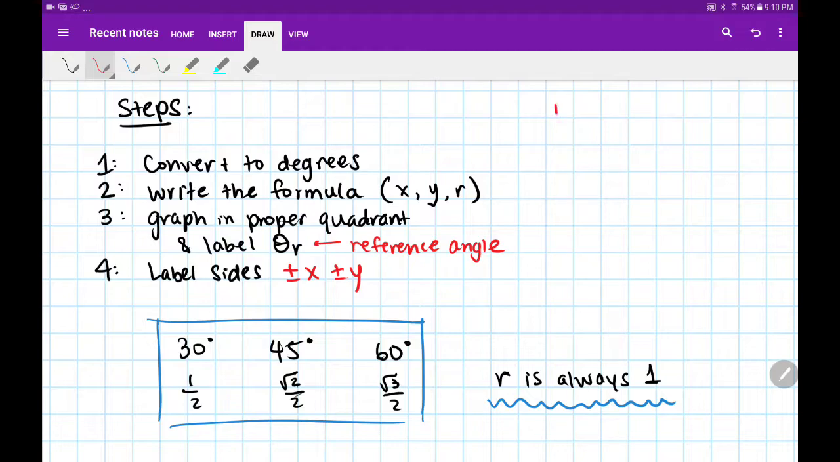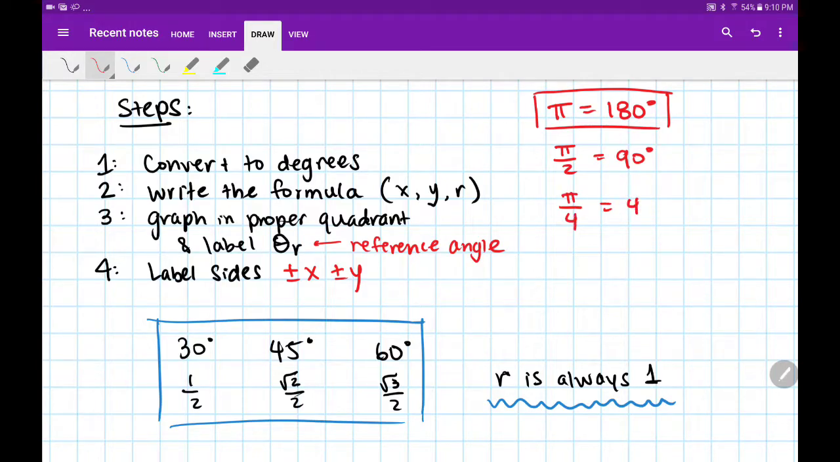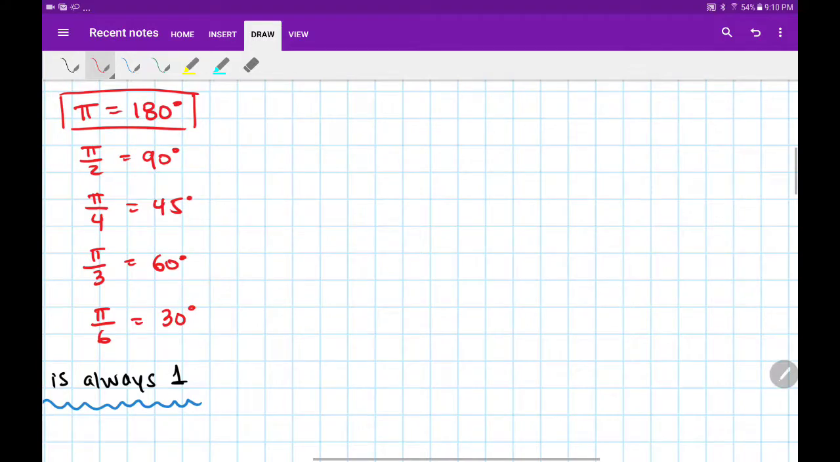The way I like to do it is everybody should know the basic conversion that pi is equal to 180 degrees. Now from there, if I divide that in half, 180 divided by 2, I'm left with 90 degrees. If I take 180 divided by 4, I get 45 degrees. If I divide it by 3, I'll get 60 degrees. And if I divide it by 6, 180 divided by 6, I'll get 30. If you are able to commit these to memory, you'll be able to do these problems really quickly.